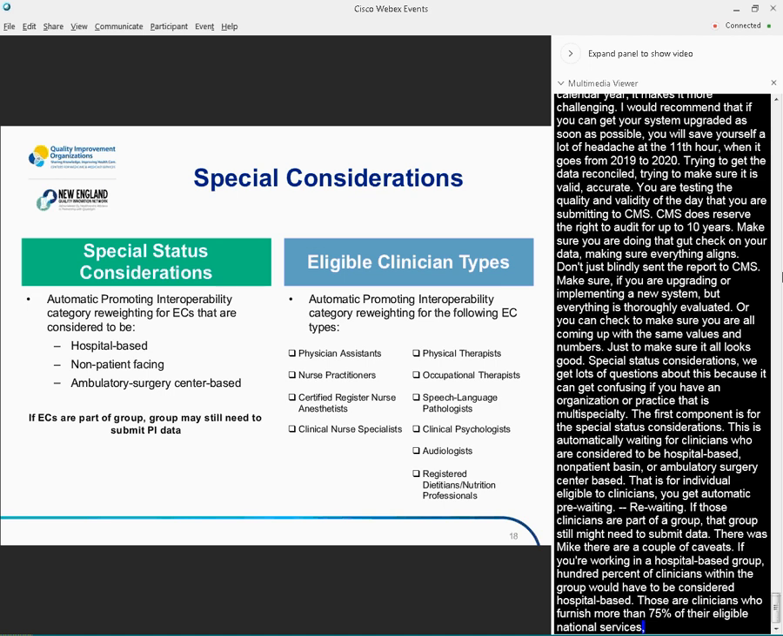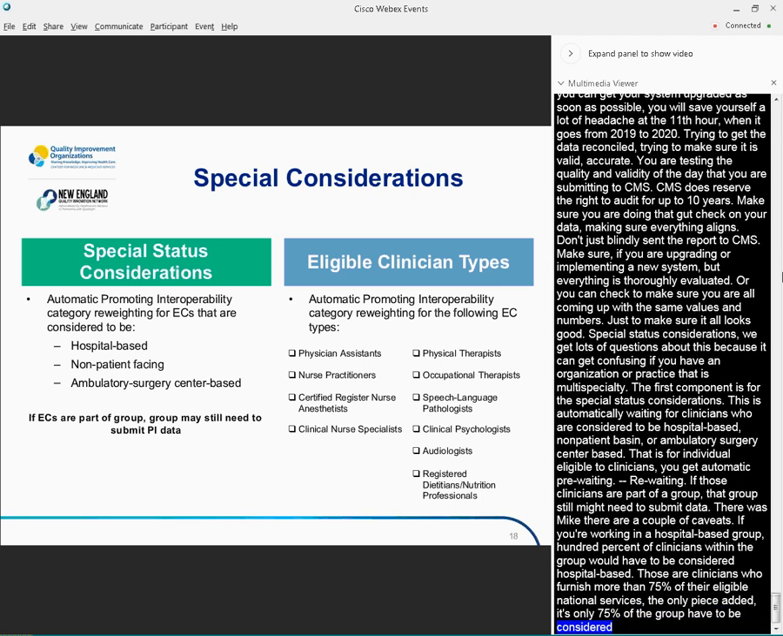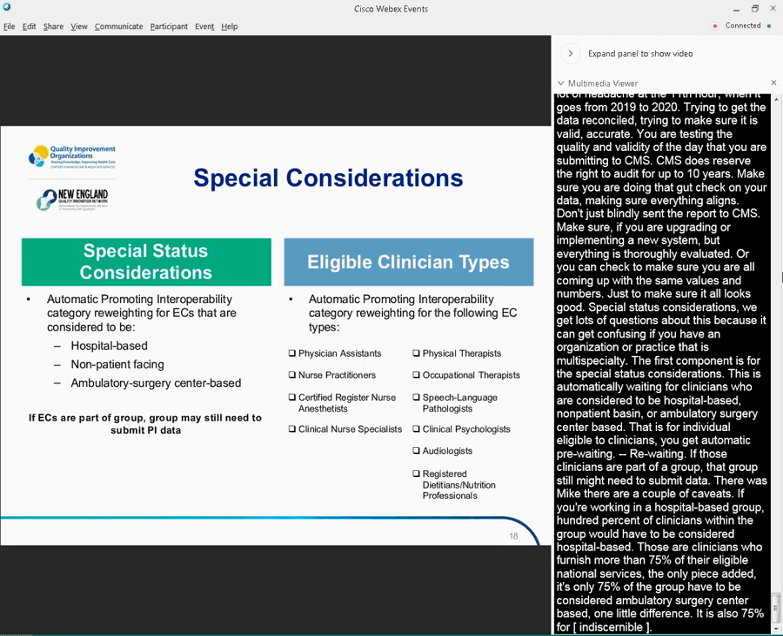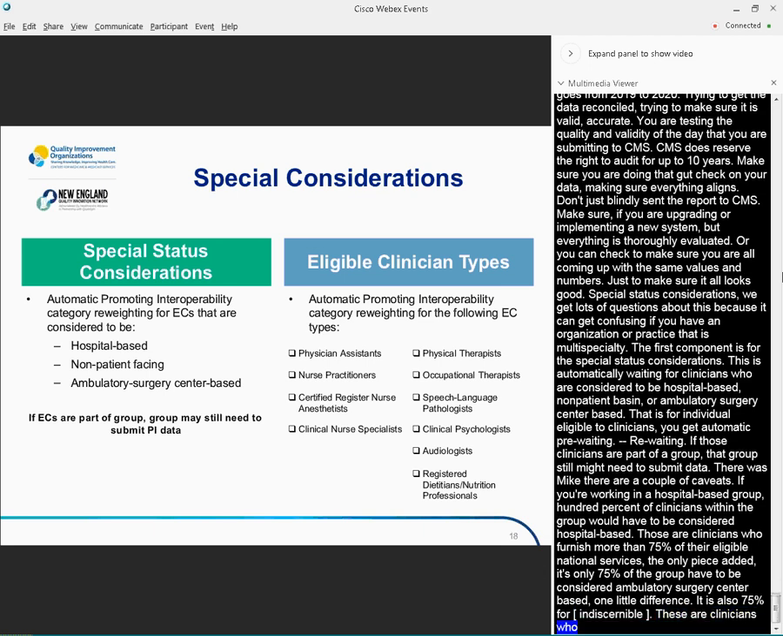The only piece of that is ambulatory surgery center-based clinicians. It's only 75% of the group has to be considered ambulatory surgery center-based. One little difference there. For non-patient-facing clinicians, it's also 75% of the group must be considered non-patient-facing. And these are clinicians that have fewer than 100 patient-facing encounters during the reporting period, and CMS does all of that back-end calculation.